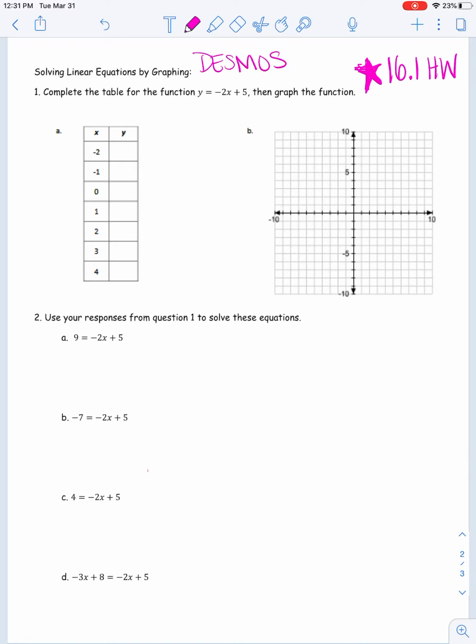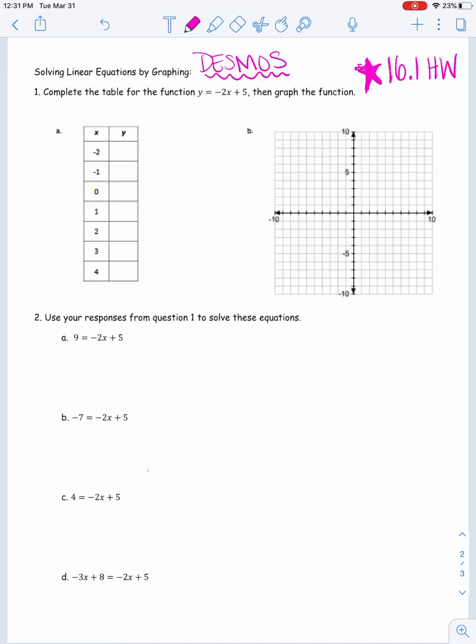So Desmos, I'm pretty sure all of you have this on your phone already or saved on your laptop from when we were in school, but just in case, that's it, Desmos. There's an app for Android and for Apple, so that might be something you want to get to.